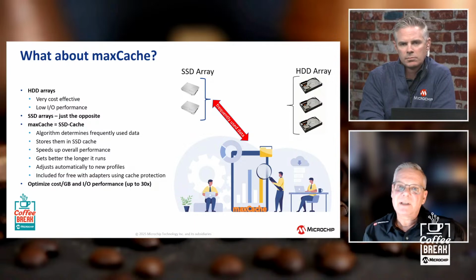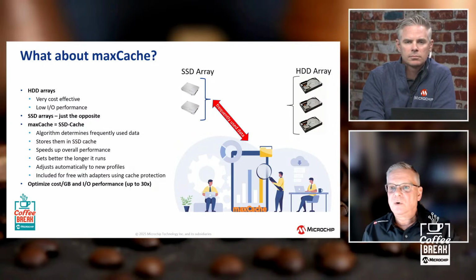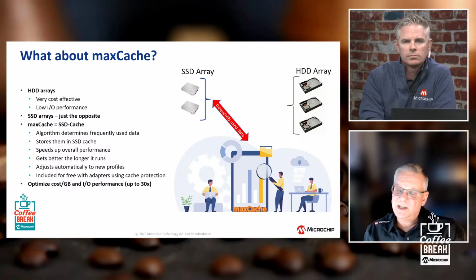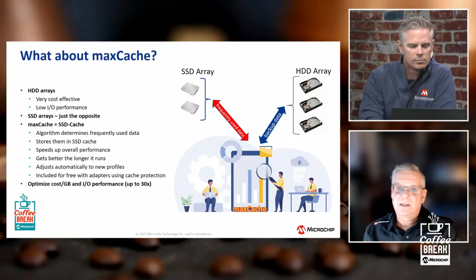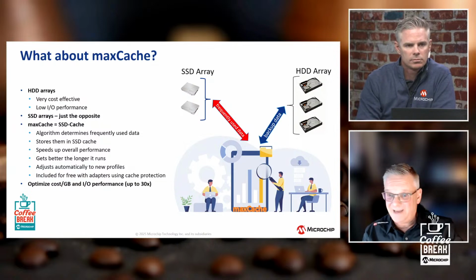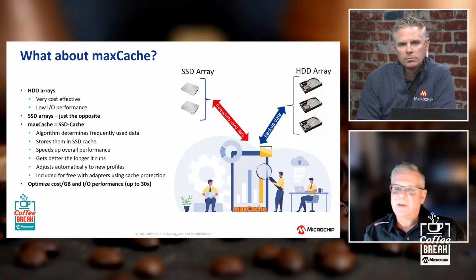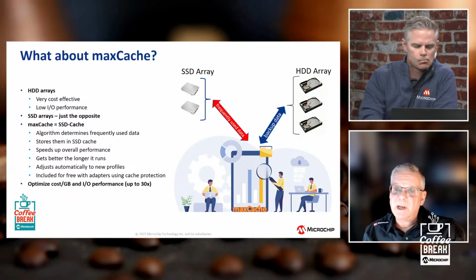But if you combine this, what we are doing with MaxCache, it's an algorithm. You use an SSD array that stores all the frequently used data, so you have quick access to it, but it's still using the HDD array for backup, for capacity, and then you have a good combination, right? And so the overall performance is increased. It's usually about 30 times better. That's quite a conservative number, but instead of 2,500, you get about 70K IOs usually, which is good enough for most applications.